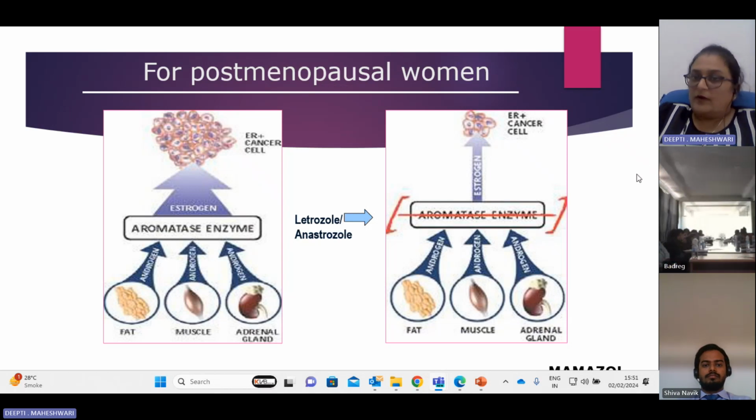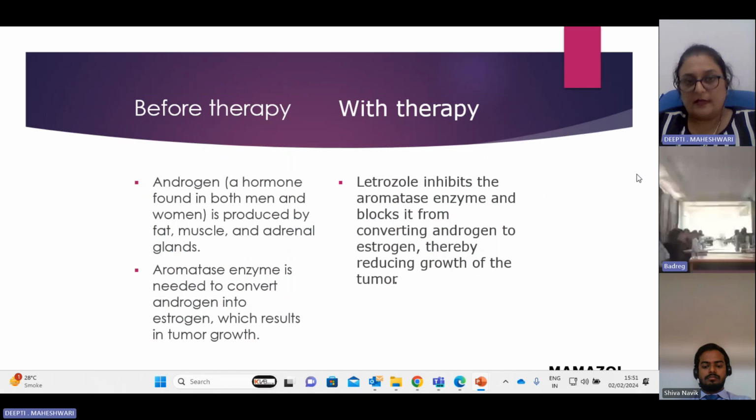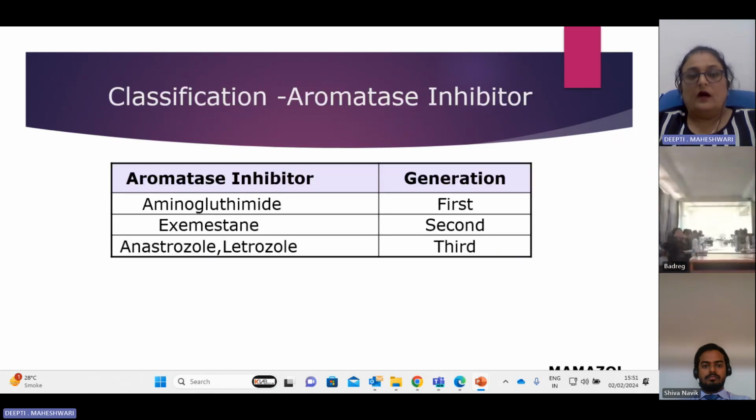So you understood the mode of action. It is very simple. It's an aromatase inhibitor. This I've already explained. Yes, it's clear. So now.